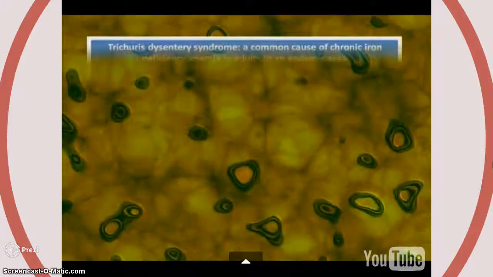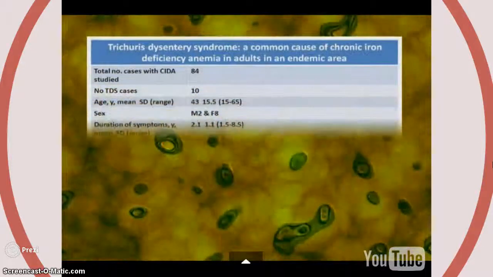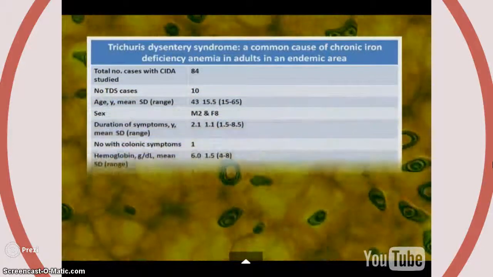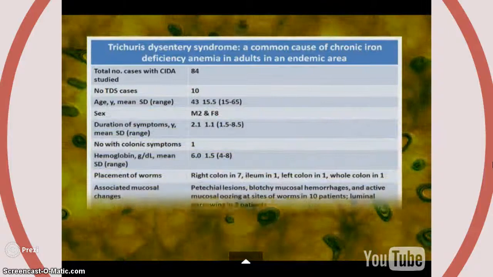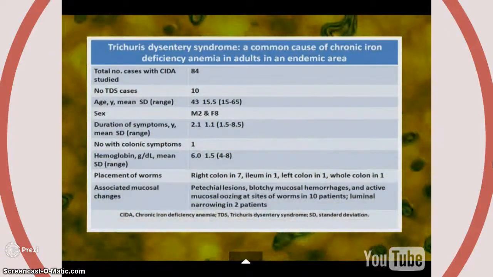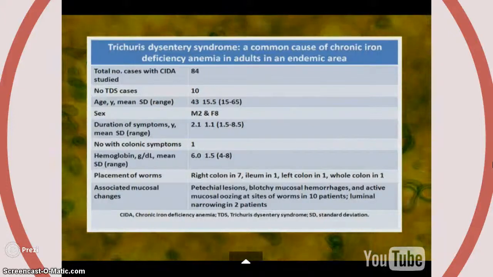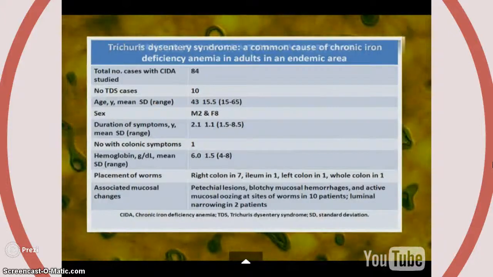Over a 3-year period, we detected 10 patients with Trichuris dysentery syndrome. All patients were adults and the dominant presentation was progressive iron deficiency anemia. Worm invasion was limited to the right colon in 7 patients, ileum in 1 patient, left colon in 1 patient, and whole colon in 1 patient.